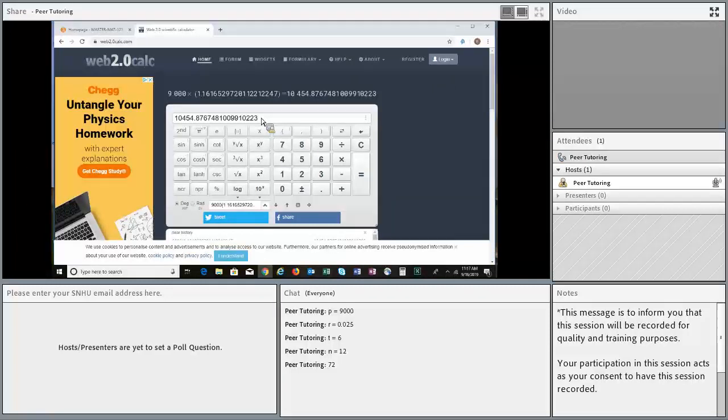So in this case, we get 10,454, and we are going to round to the nearest cent. So to do that, I'm going to look at these, the 8, the 7, and the 6. For rounding to the nearest cent, we're going to look at the 7 right here. We're going to look to the right of that 7.